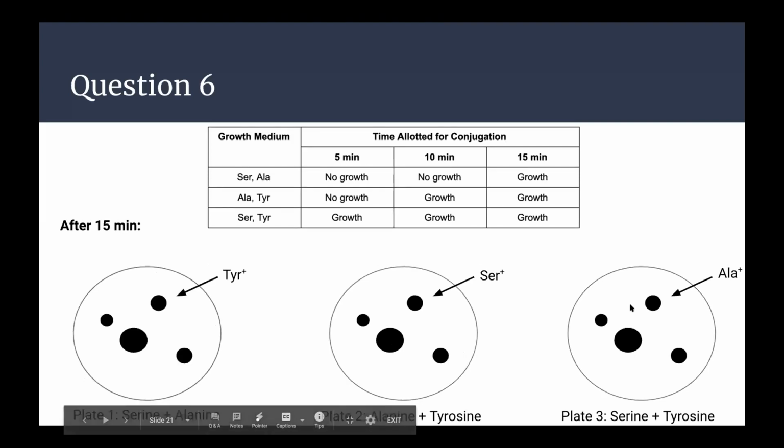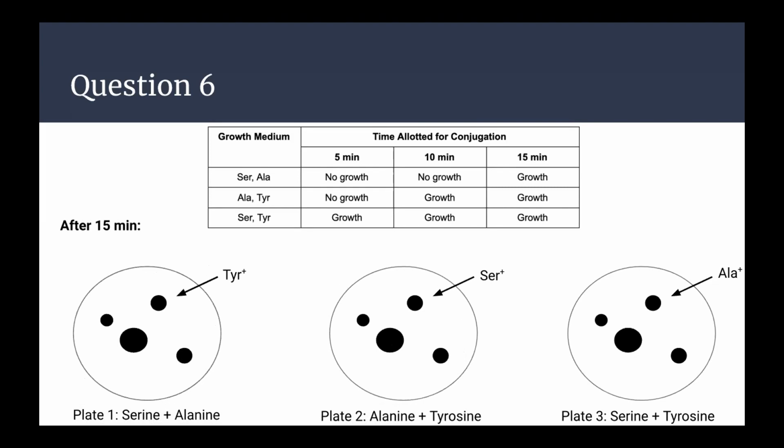Finally, after 15 minutes, the scientist observes growth on plate 1, as we can see in the table. Again, plate 1 contains serine and alanine. So the only way for the bacteria to grow on this plate is if it's able to make tyrosine on its own. The fact that there's growth after 15 minutes, way after the other plates have shown growth, indicates that the gene that encodes tyrosine is transferred last.